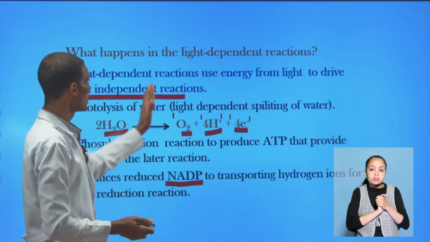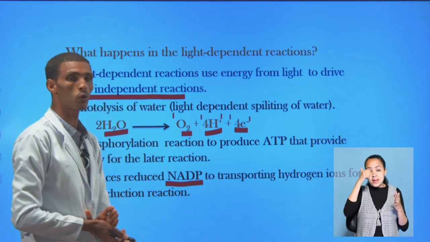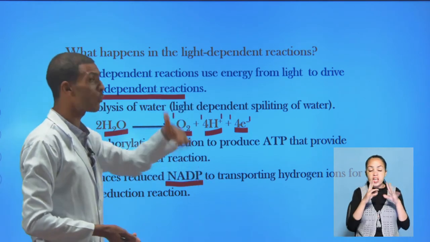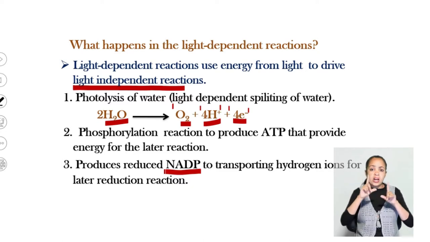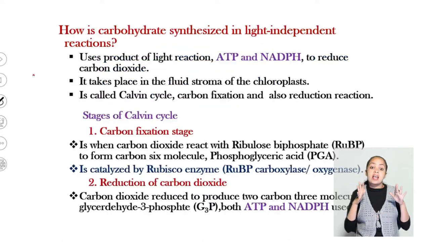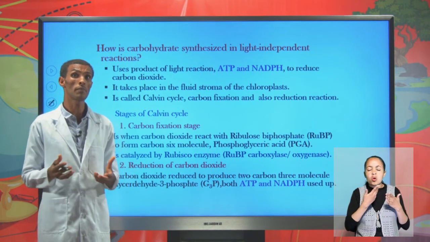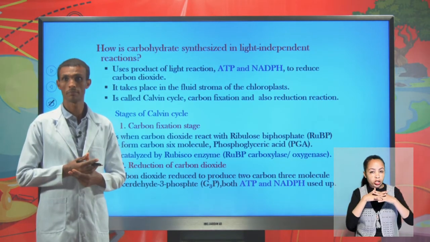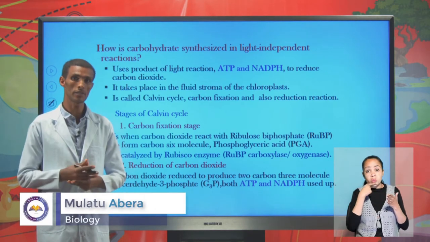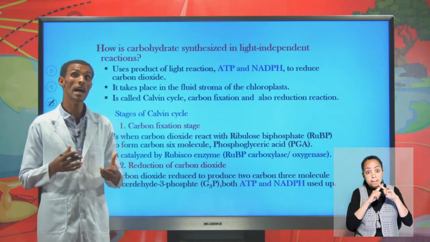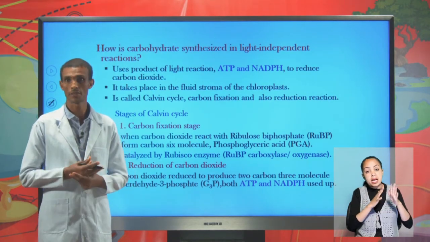Well done. So these three main reactions are very important in the light-dependent reaction, which is very important for the later reduction reaction in the light-independent reaction. Another most important phase of photosynthesis is the dark reaction, or light-independent phase. Student, what do you think about the dark reaction? Well, when we say dark reaction, it doesn't mean it takes place in the dark, but that the reaction doesn't depend on light energy.